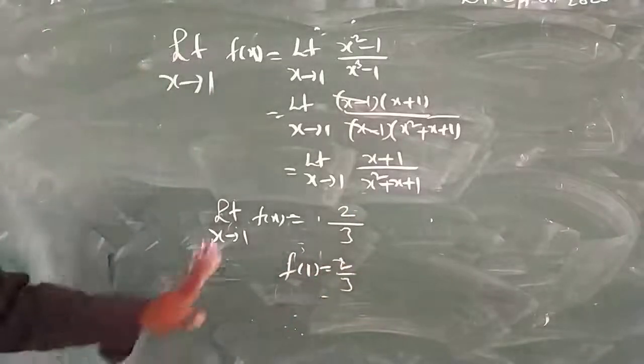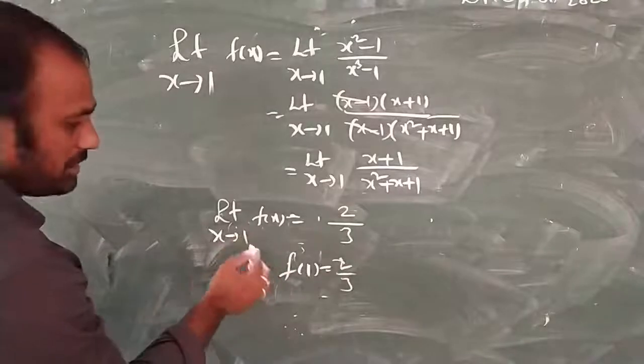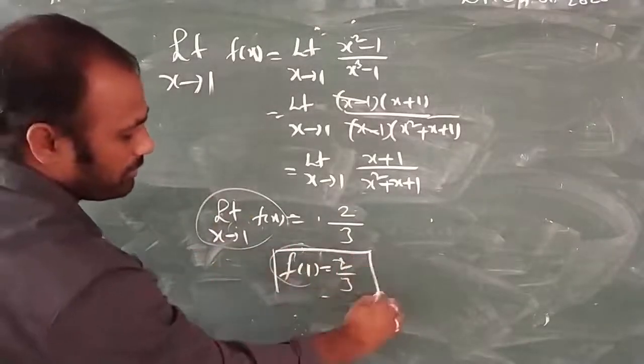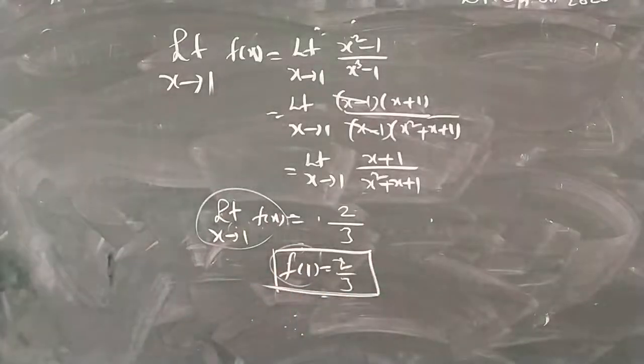So it means that the f of 1 value is 2 by 3. Since the function is continuous, we can write that the limit value is equal to the functional value. Therefore, the f of 1 value is 2 by 3.